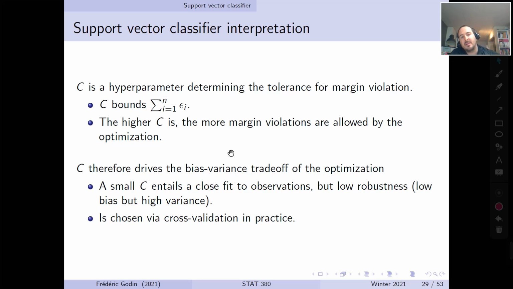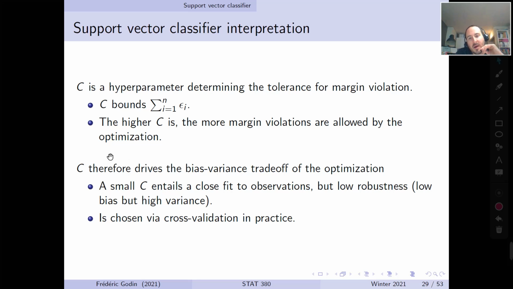Okay, so as we said earlier, capital C is a hyperparameter determining the tolerance for margin violation. Okay, so because C bounds the sum of epsilons, if C is very small, then all epsilons have to be very small, and the support vector classifier doesn't allow for a lot of variation. Okay. Conversely, if capital C is high, then there are a lot of violations of the margin or the hyperplane possible. Okay, so we see here that capital C drives the bias variance trade-off of the optimization.